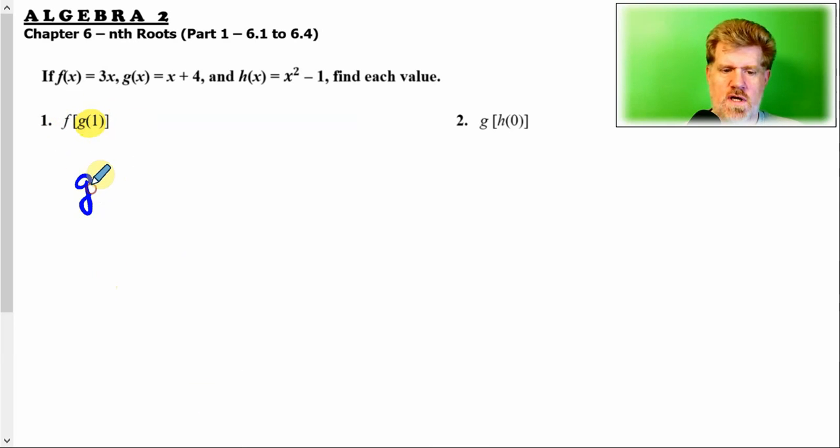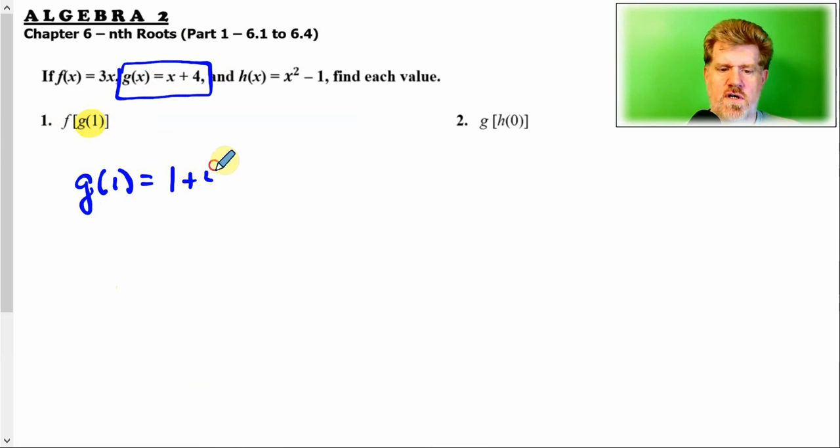Well, g of 1 is, remember, g is x plus 4. So it's going to be 1 plus 4, which is 5. So g of 1 equals 5. If I plug in a 1, I get out a 5.